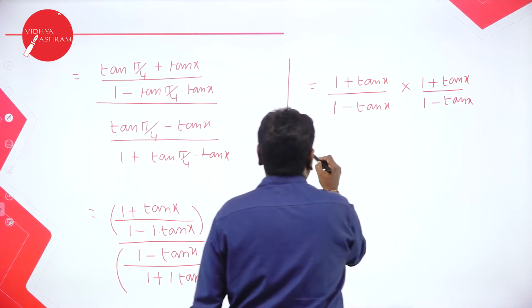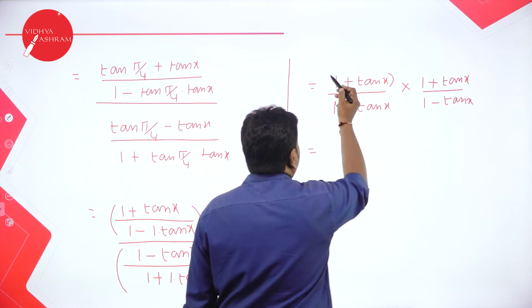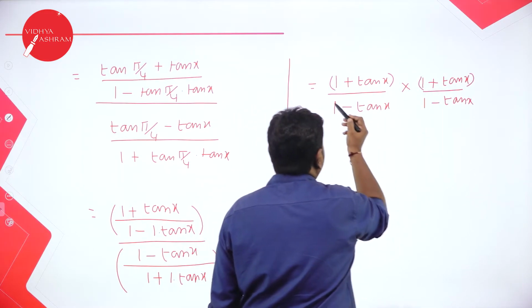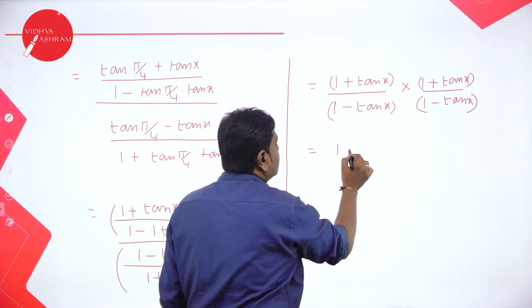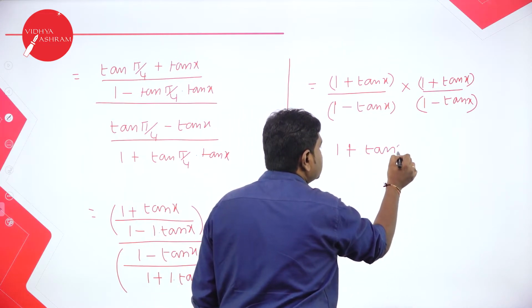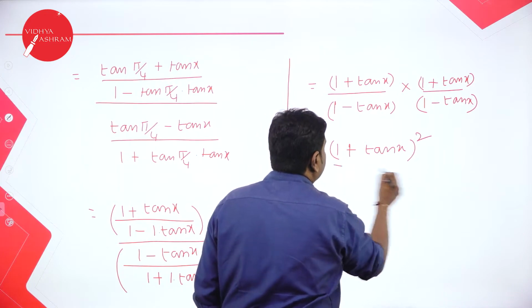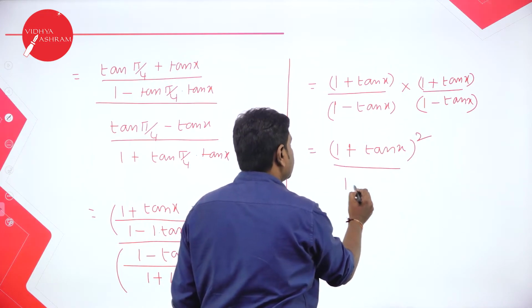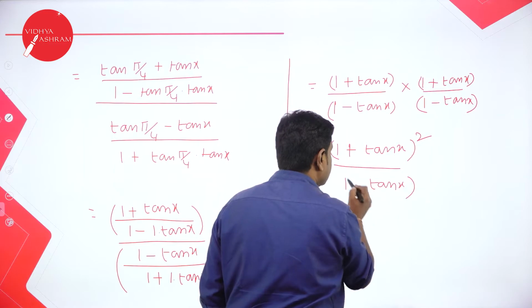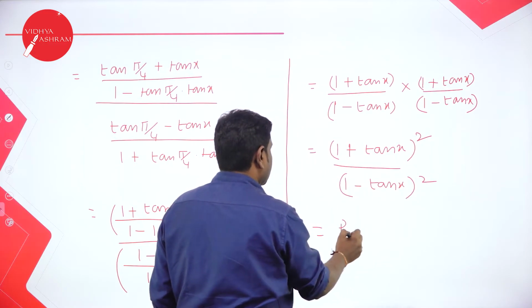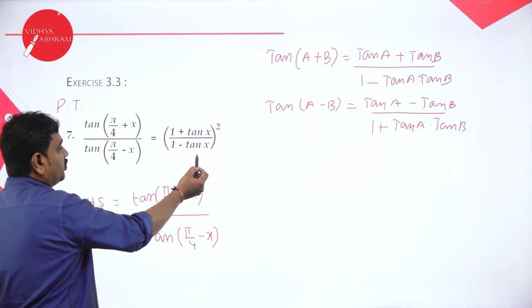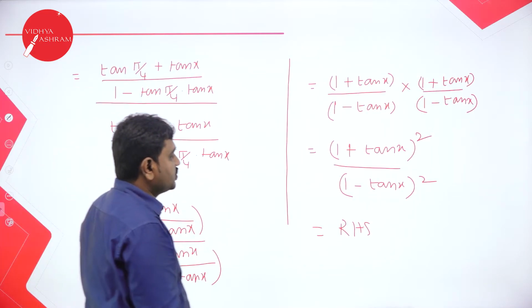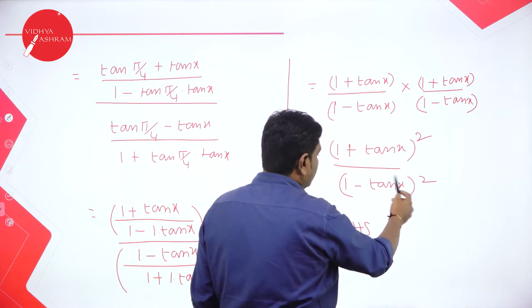You can see the numerator is a plus b into a plus b. So these two terms are similar. If you multiply 1 plus tan x into 1 plus tan x, can I write it as 1 plus tan x the whole square? Similarly, the denominator 1 minus tan x into 1 minus tan x, can I write it as 1 minus tan x the whole square? So hence the proof, we got the RHS. If you refer, they want you to prove 1 plus tan x by 1 minus tan x the whole square. Yes, we got 1 plus tan x the whole square by 1 minus tan x the whole square.